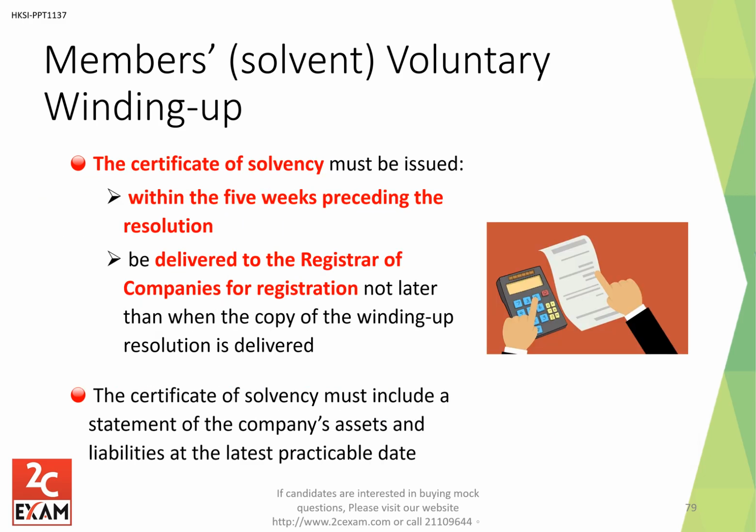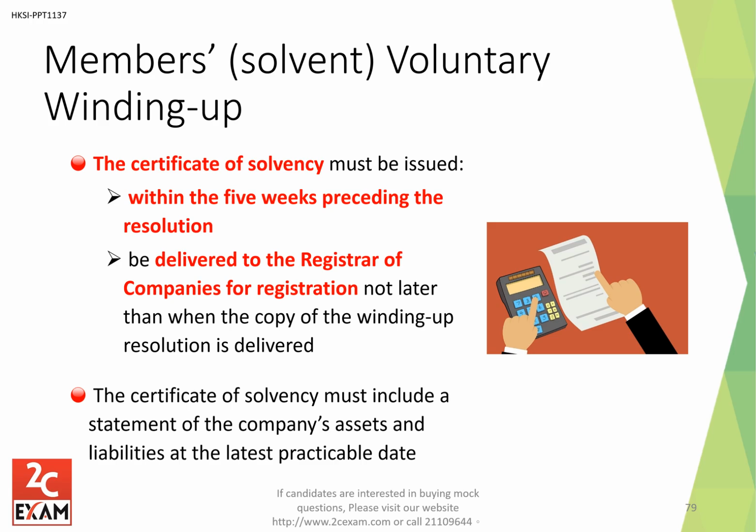To conduct a member's voluntary winding up, a certificate of solvency must be submitted. So, what needs to be done in terms of procedure? The company should issue a certificate of solvency within 5 weeks, or 35 days, preceding the resolution to carry out members' voluntary winding up, or be delivered to the Registrar of Companies for registration not later than when the copy of the winding up resolution is delivered. How can the company's financial situation be proven? The certificate of solvency must include a statement of the company's assets and liabilities at the latest practicable date.